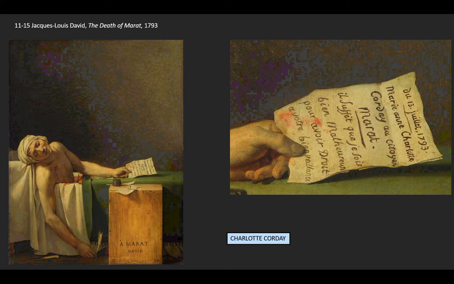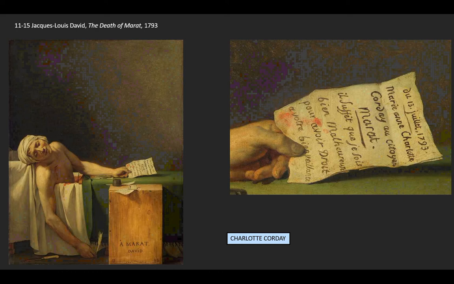Furthermore, the murderer is implicated in a letter of introduction. The way that the murderer got into David's house was to simply say that she wanted to talk to him. Her name was Charlotte Corday, and here we see her letter of introduction on the 13th of July, 1793.